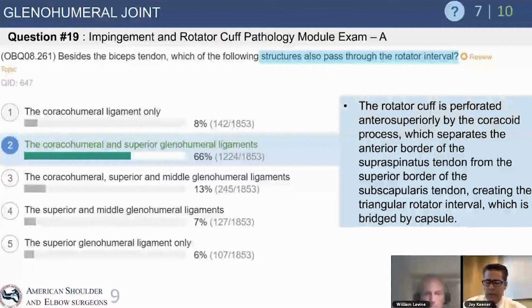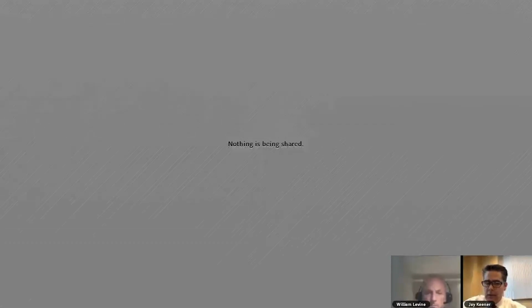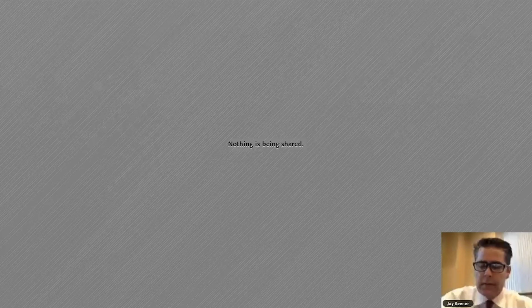So this is a good fundamental anatomy question talking about the interval. The interval is the tissue lateral to the coracoid process, superior to the subscapularis, and inferior to the supraspinatus. It is formed by ligamentous contributions of the superior glenohumeral ligament, the coracohumeral ligament, etc. Running within that tissue is the biceps tendon as well.